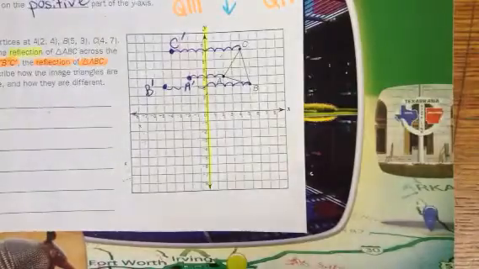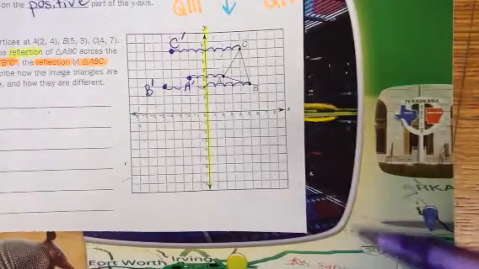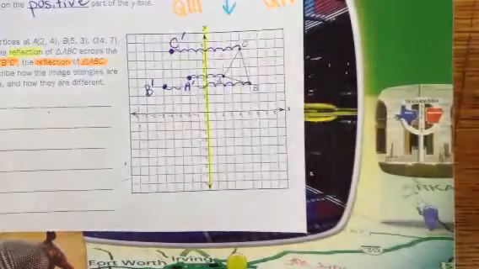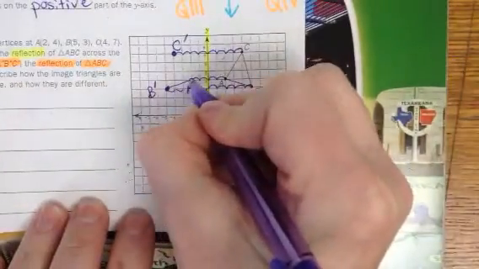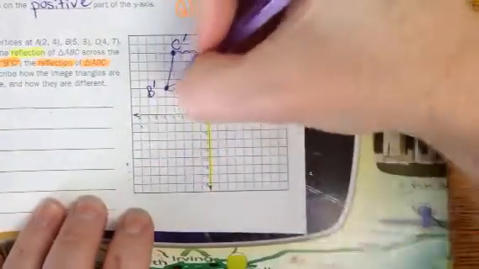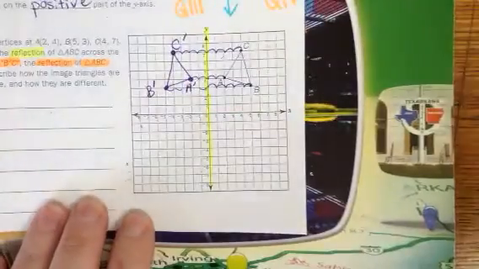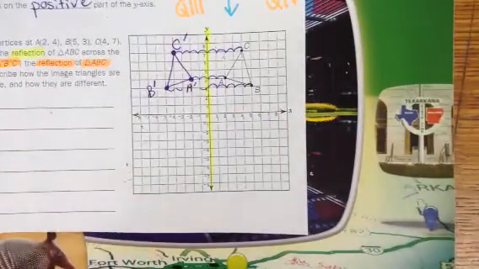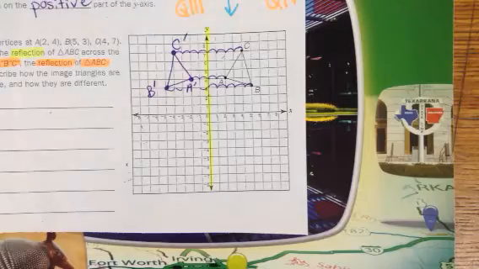Remember, it's better to label them as you move them, so that way you just don't end up with a bunch of points. You don't know which one's which. I make sure I do draw it so I can look and see if it looks right. I started with a triangle. I still have a triangle, so I'm on the right path.